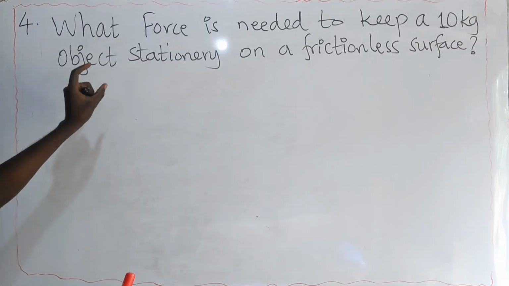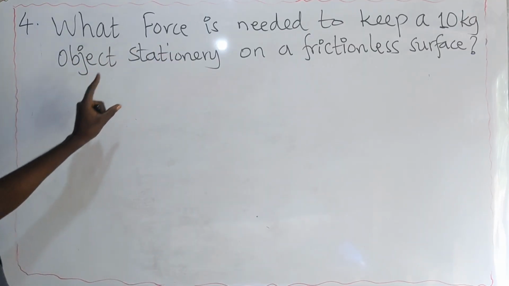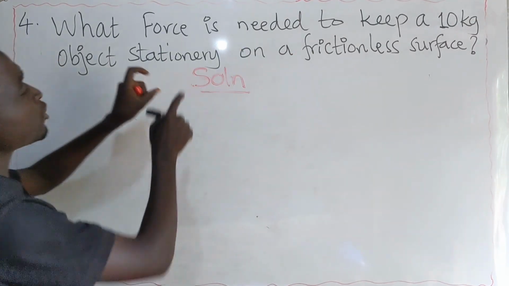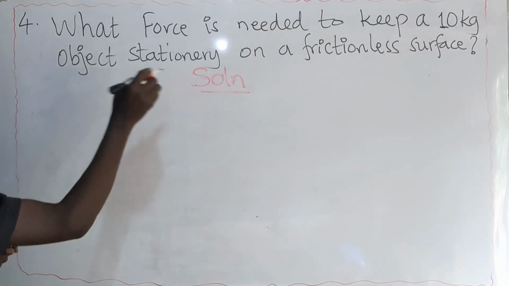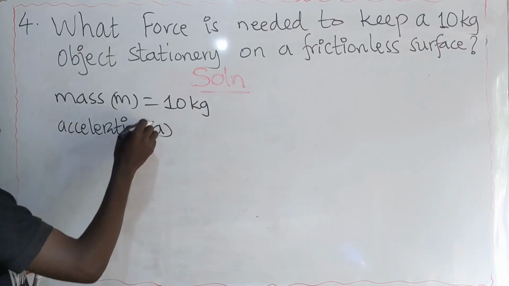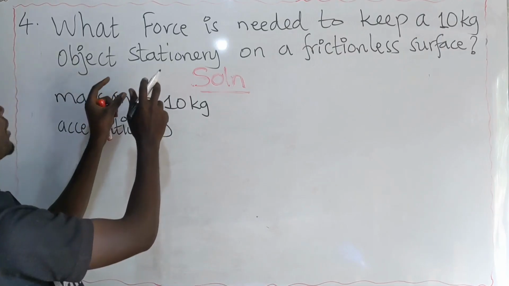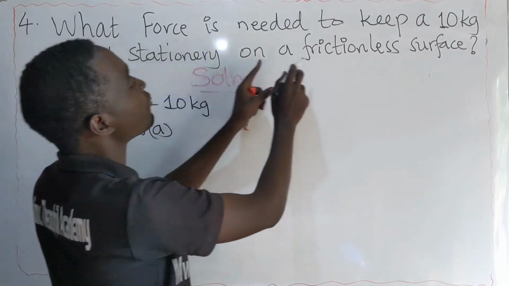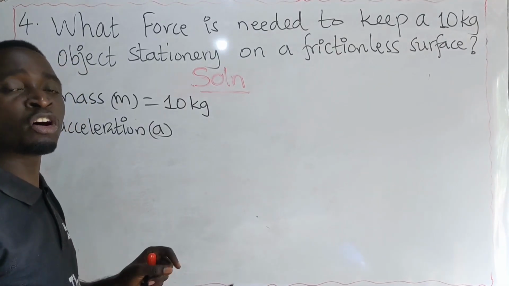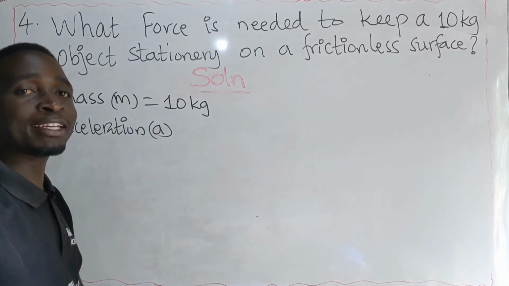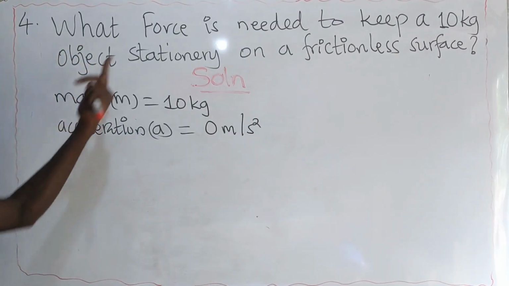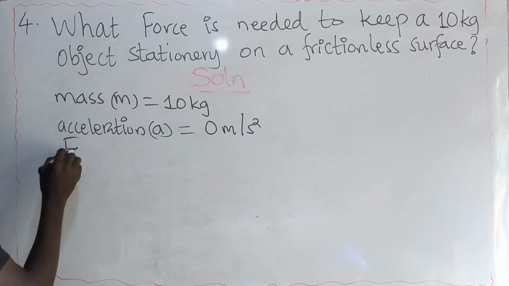Our fourth question states: what force is needed to keep a 10 kilogram object stationed on a frictionless surface? Let's see the solution. In this question, the data present: we have mass of an object, which is 10 kilogram, and acceleration a. For the case of acceleration, we are told that this object is stationed on a frictionless surface. It means that it is not in motion and there's no friction on the surface where it rests. So its acceleration is 0. But you are required to calculate force. Now what will be the force?